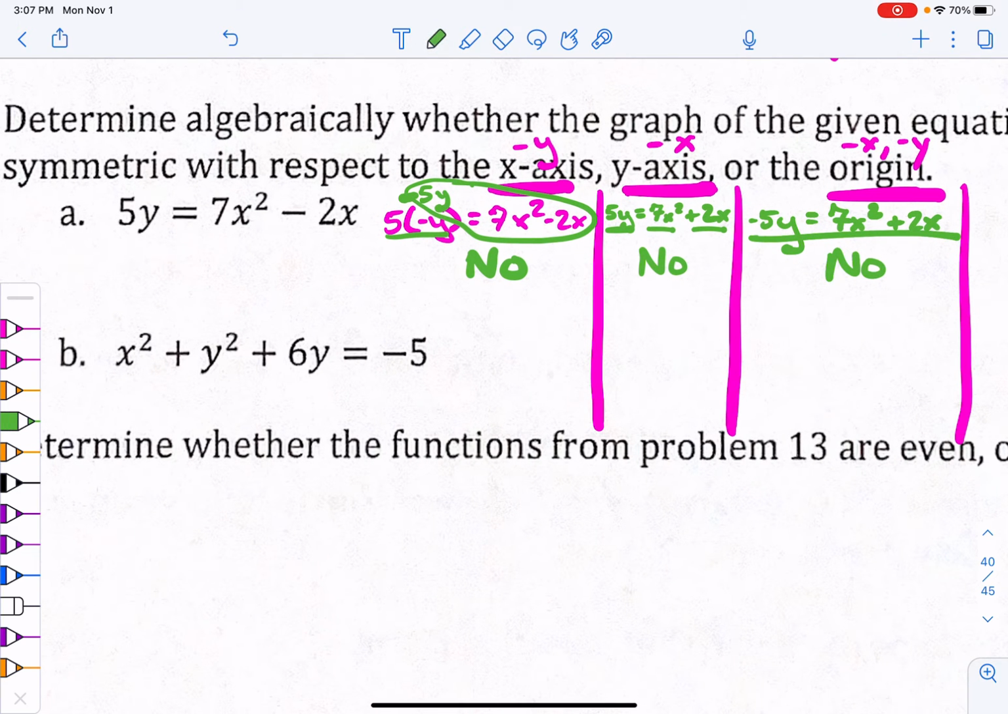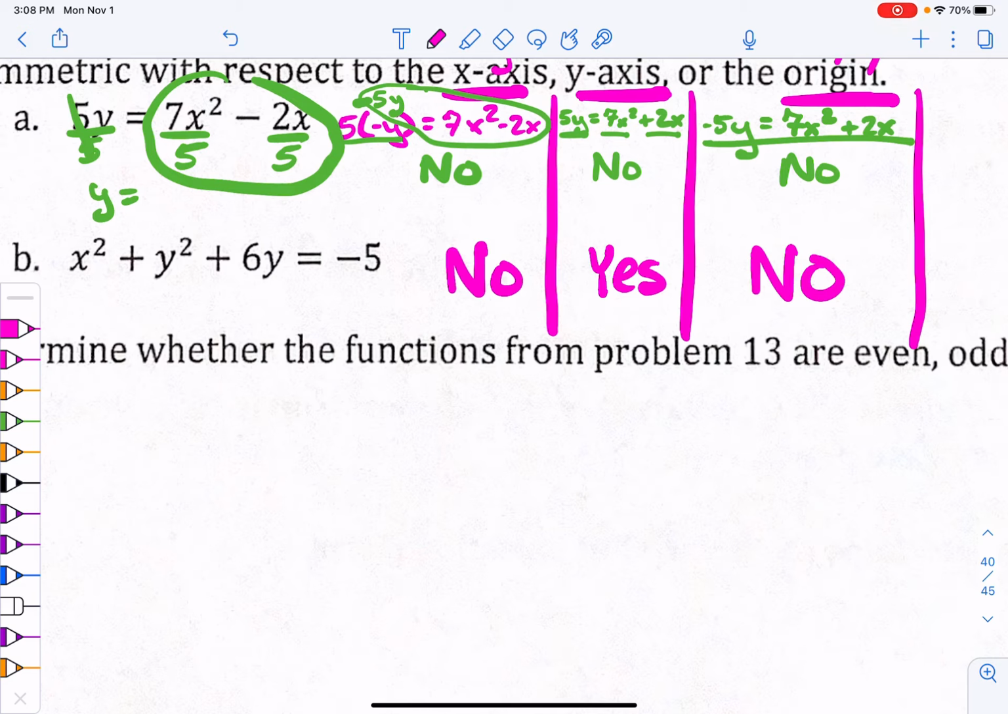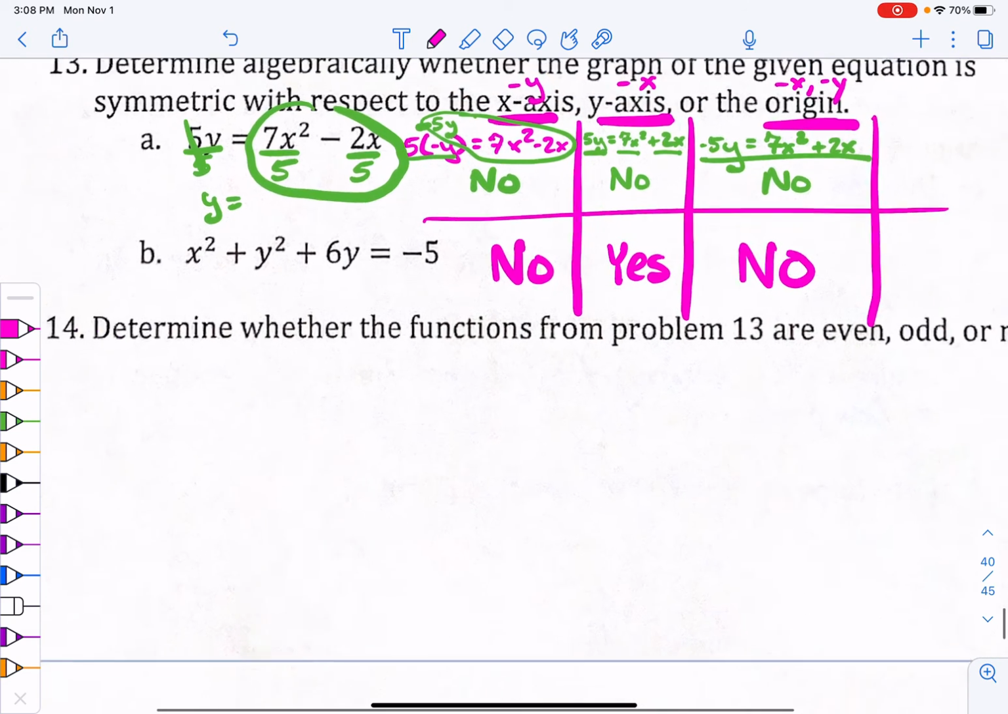Now, one really big hint. If you have this solved for y, if you would divide by 5 on everything and you would get y equals this stuff, you could plug that into your calculator and see whether it has x-axis, y-axis, or origin symmetry to check your answer. That would be a really good idea, okay? All right, now I'm not going to go through all the steps here, but I'm just going to tell you what each one of these is for x-axis, y-axis, origin. X-axis is going to be a no. Y-axis is going to be a yes, and origin is going to be a no. Okay, so that's kind of how that one boils down to part B. I'm not going to write out all the work for that, but there's that.